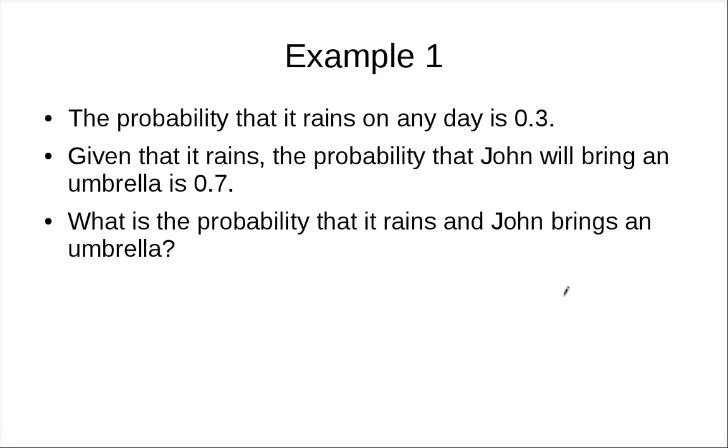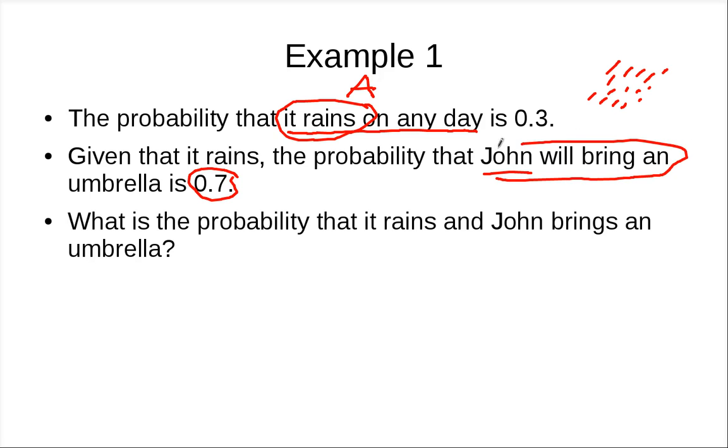With this definition, you can do many things. Suppose we believe that the probability that it rains on any day is 0.3, and we know that if it rains, John brings an umbrella with probability 0.7. So what's the probability that it rains and John brings an umbrella? Let's be a little bit formal here. Let's define the event that it rains as event A, and the event that John brings an umbrella as event B.